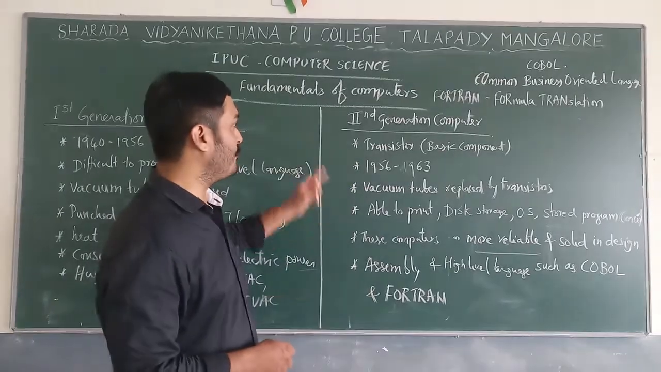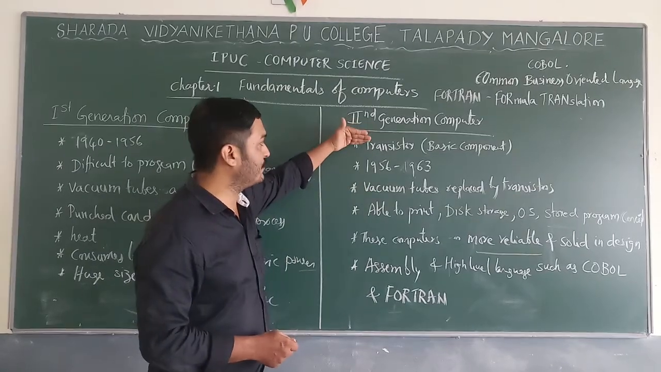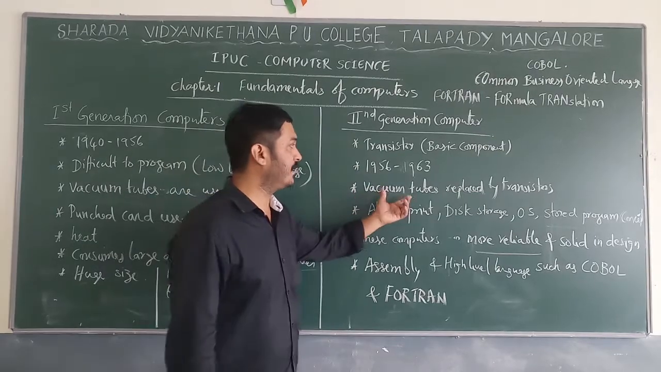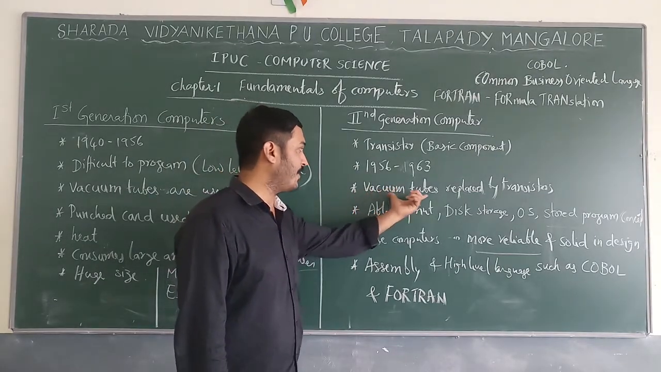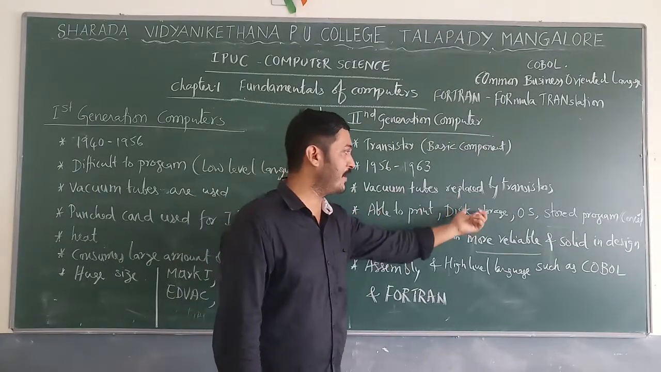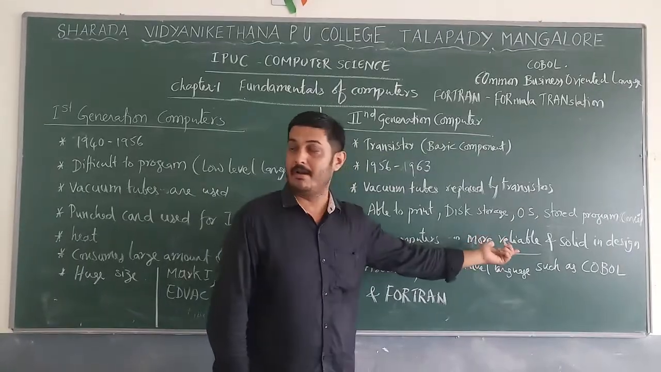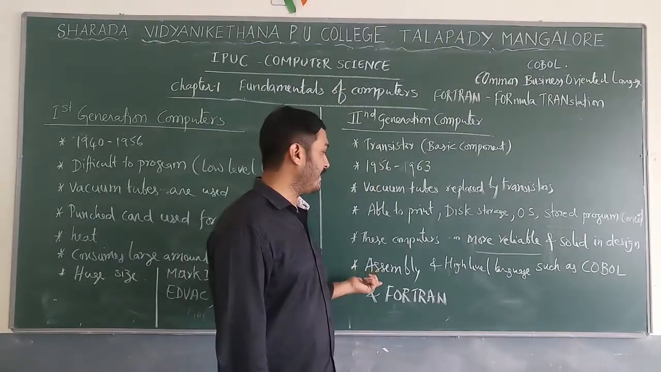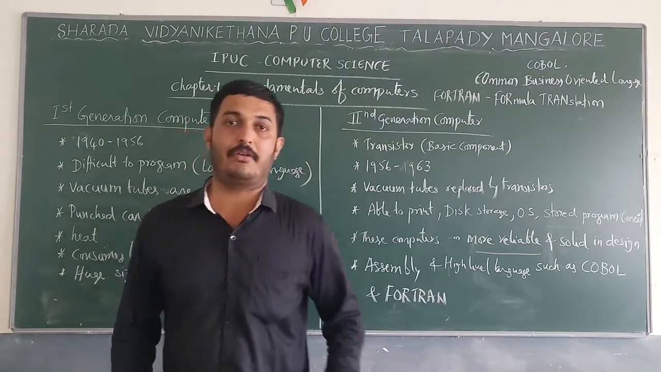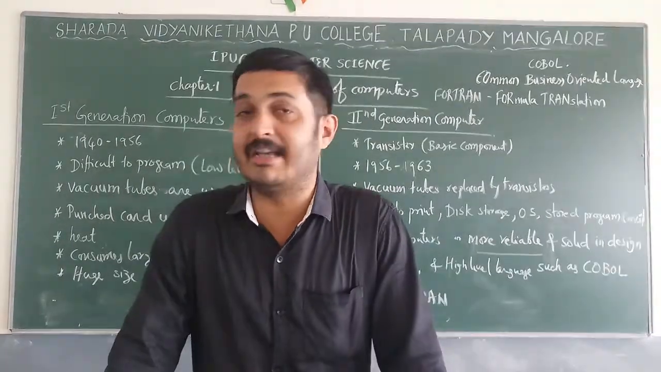Second generation computer compared to first generation is far better. Here it uses transistors as the basic component, and transistors replace vacuum tubes. It is able to print, has disk storage, operating system, stored program concept. Next, these computers are more reliable and solid in design, and assembly and high level languages such as COBOL and Fortran are used. Okay, so these two concepts are very important for your examination purpose.